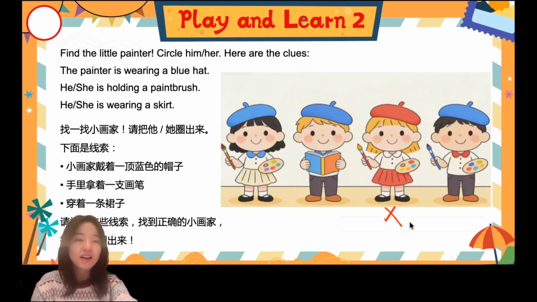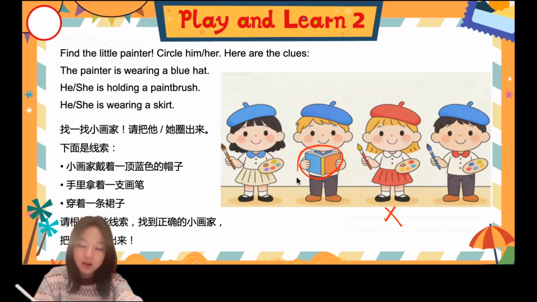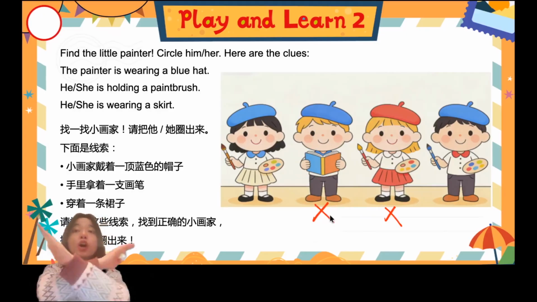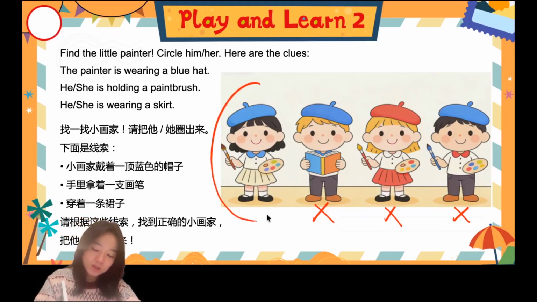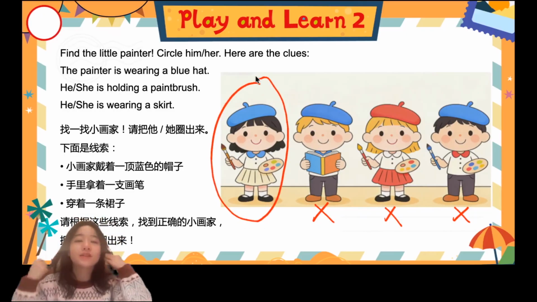Sorry for her. Second, he or she is holding a paintbrush. If he or she is not holding a paintbrush, that is the wrong one. We need to cross it out. The last, he or she is wearing a skirt. If it's not wearing a skirt, like this one wearing pants, it's not our target. So in other words, we have the last option left.